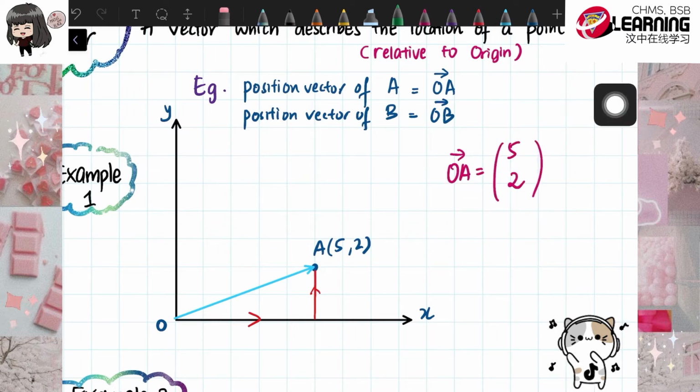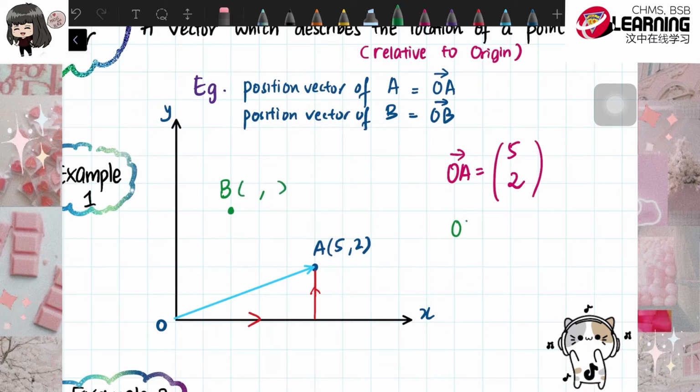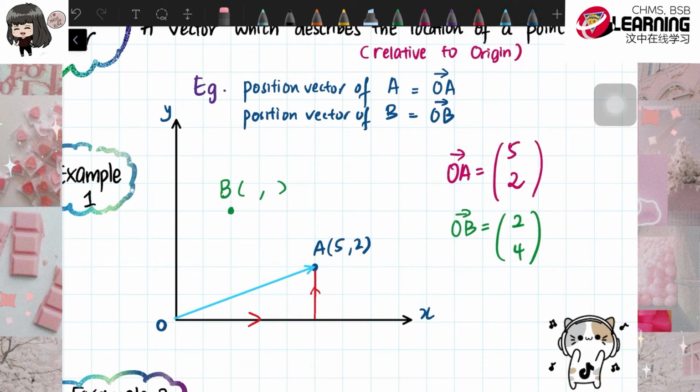Okay, so if I have another coordinate, let's say B. Okay, this is my B. So my position vector, I'm not talking about coordinate. I know coordinate, you know how to see already. So if I say position vector of B, what is the position vector of B? Position vector of B is 2, 4. Okay, positive 2, positive 4 relative to origin O, this one.